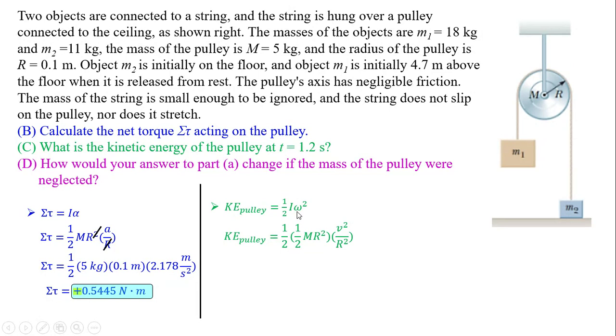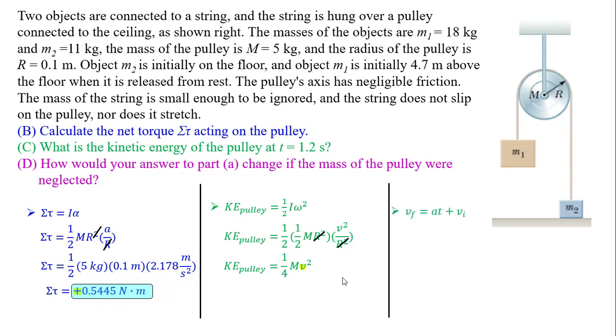So if you isolate for omega, you get V over R, but this is omega squared, so you have to square the V and square the R. R squared is going to cancel out, and then 1/2 times 1/2 is 1/4. If you simplify all that, you'll get 1/4 mv squared. I know what the mass is: the mass is 5 kilograms. I don't know what V is though, but that's okay.